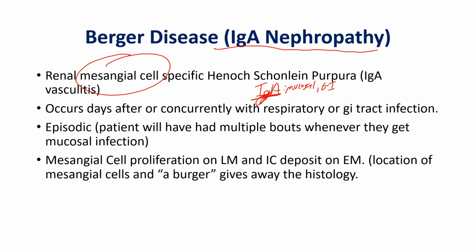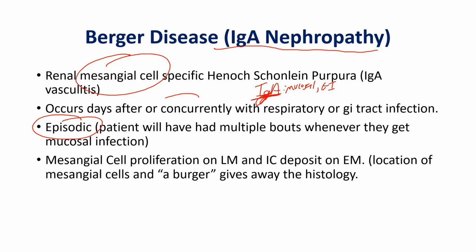In this one, a patient will present to the clinic and this will happen multiple times to them. Every time they have a mucosal infection, they most likely will have some issue with this. So this is important to know, it's episodic. That is in comparison to acute post-strep glomerulonephritis, which will happen just after, 2 to 4 weeks after they have the infection.